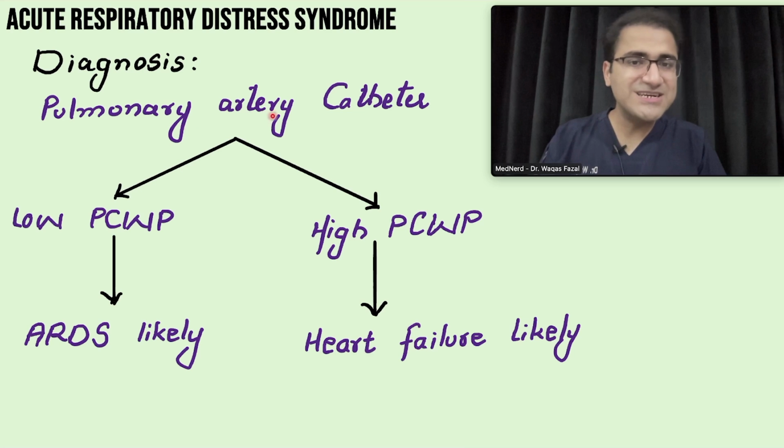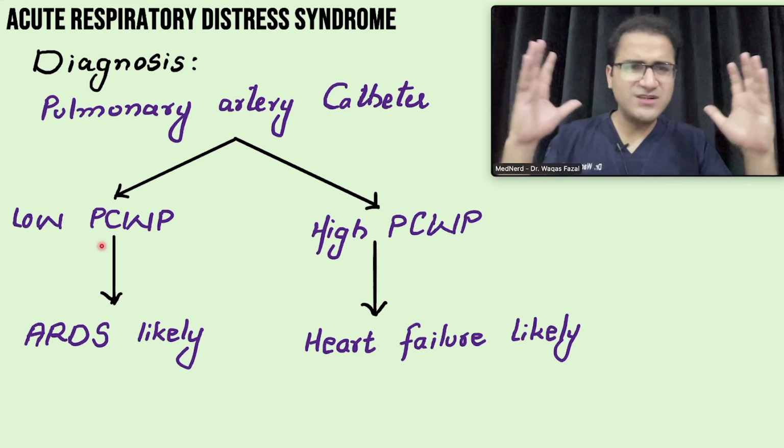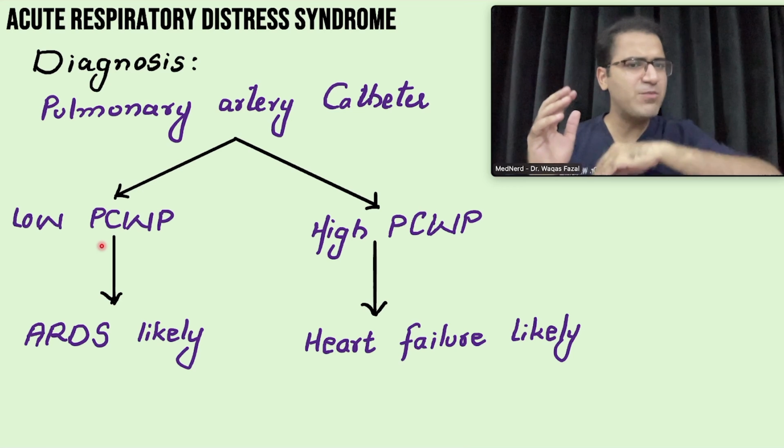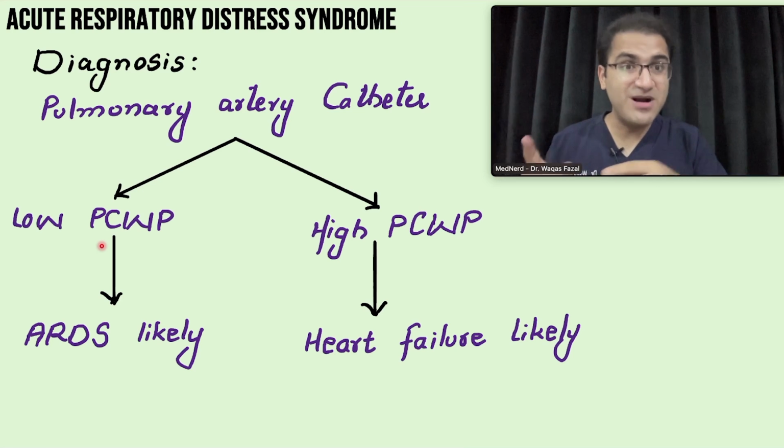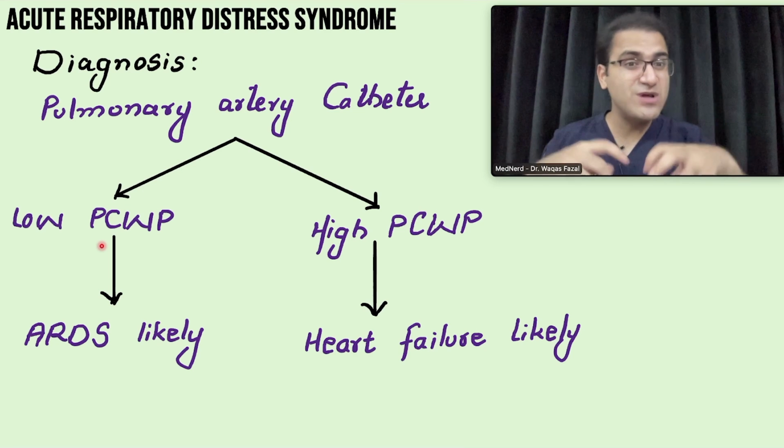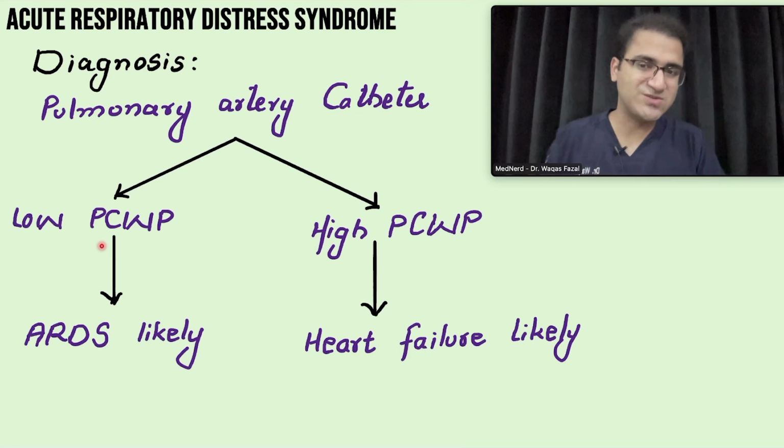If the pulmonary capillary wedge pressure is low, it indicates that the left heart is totally fine and it is effectively pumping the blood to the body. And it is not the heart that is causing this pulmonary edema. It is the inflammation of the lungs due to the inflammatory response that is causing ARDS. So pulmonary capillary wedge pressure will be low or normal in ARDS.